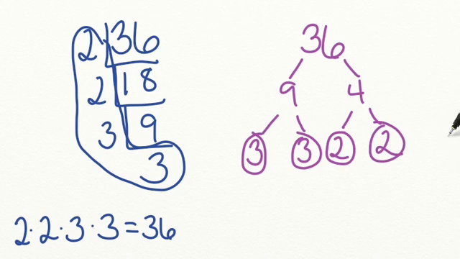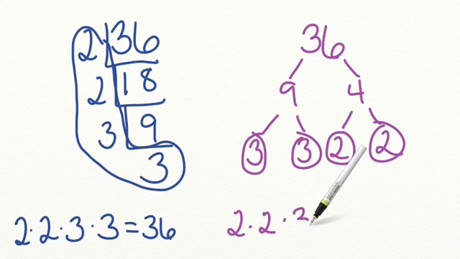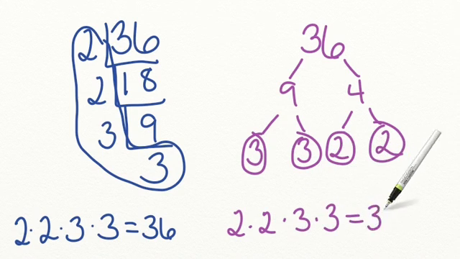All right, so now we have our factors, prime factors, that are listed at the bottom. So once again, just like we did with upside down division, we're going to list those factors in order from least to greatest. 2 times 2 times 3 times 3 equals 36. So here we have two different ways that you can break down the number 36 to find prime factors.